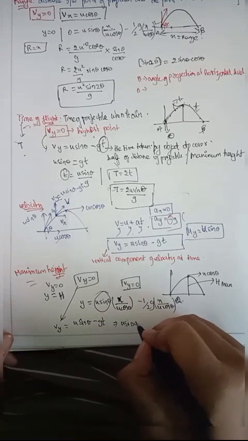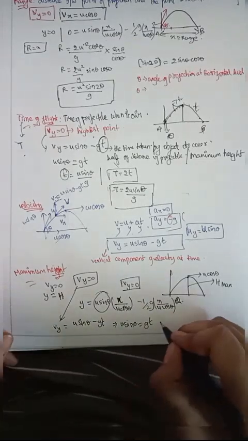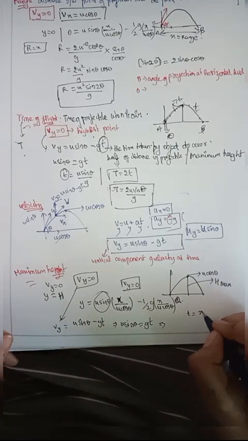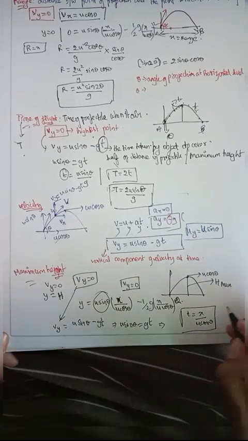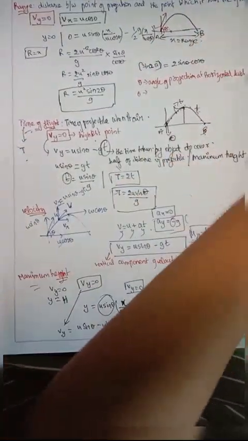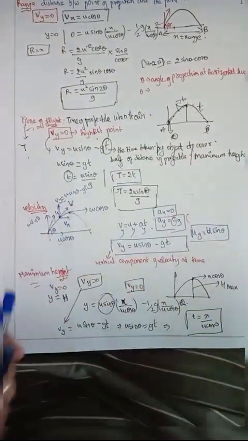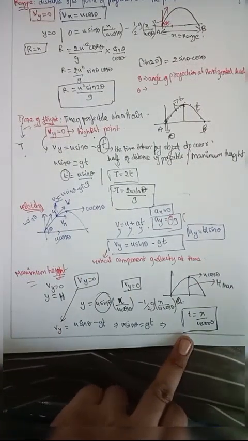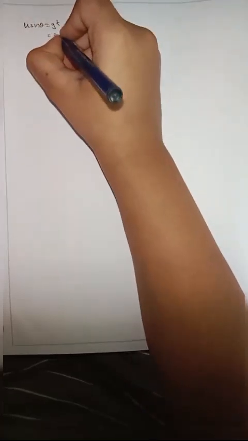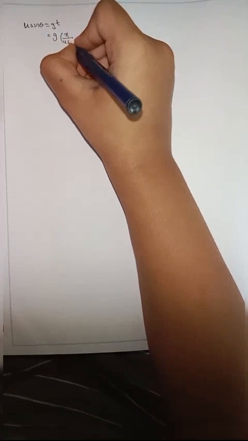u sin theta equal to gt. As we know that t equal to x divided by u cos theta. This I said before itself. You know that t equal to x divided by u cos theta. So if we consider u sin theta equal to gt, it is g into x divided by u cos theta. We can take it like that, u sin theta.